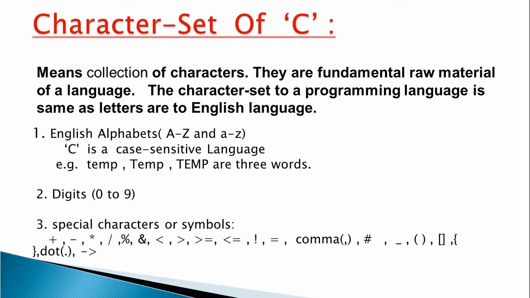Now what are the different character sets of C language? Number 1. English alphabets, capital A to capital Z and small a to small z. Here I would like to make one thing clear, that C is a case sensitive language. For example, if you have a variable called temp written in all small letters, and you happen to have another variable with the same spelling, temp, but T is capital, then this will be considered a different variable.